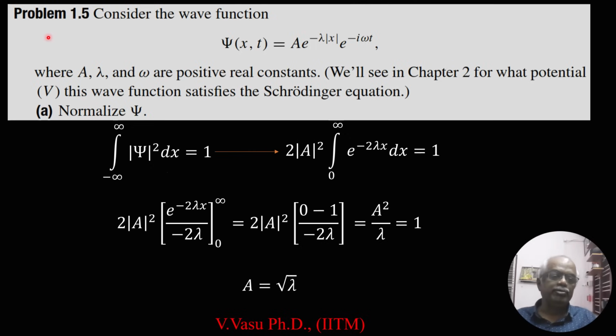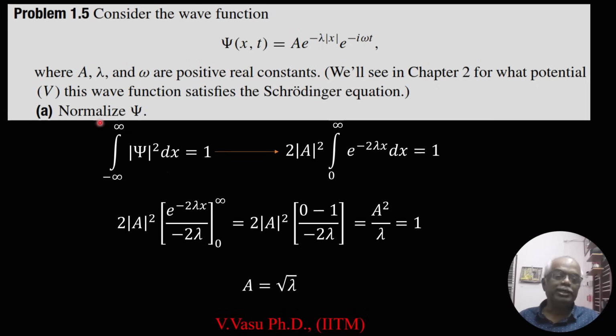Okay, we will solve problem 1.5 of Griffiths, third edition, Introduction to Quantum Mechanics. Problem 1.5 is: consider the wave function. This is a time-dependent wave function. Remember that Psi of x and t is equal to A e to the power minus lambda modulus x, this is modulus x, times e to the power minus i omega t, where A, lambda, and omega are positive real constants.